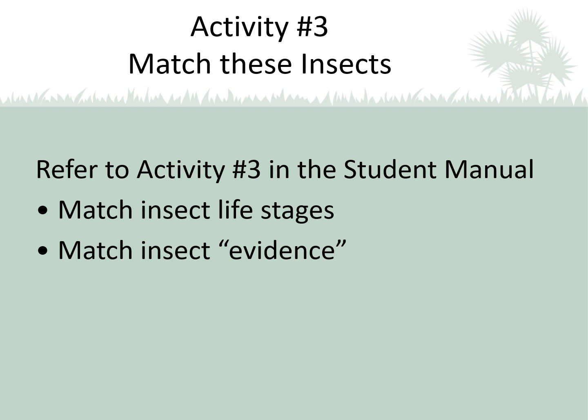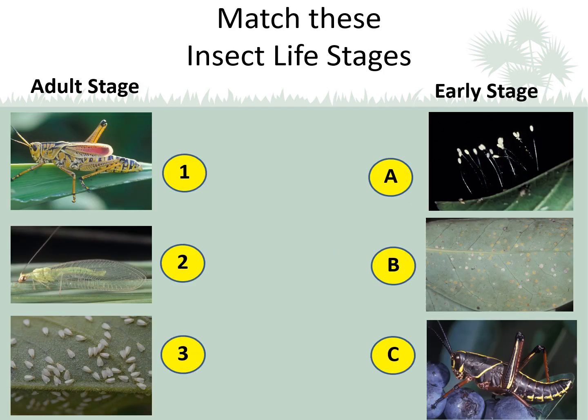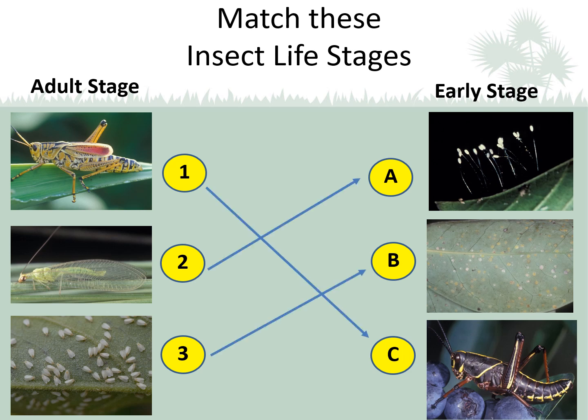So activity number 3, let's match these insects. Refer to activity 3 in your student manual. We're going to match insect life stages and match insect evidence. So here are the life stages: adult grasshopper, green lacewing, whitefly. Which one of these early stages goes with this adult stage? Here we go.